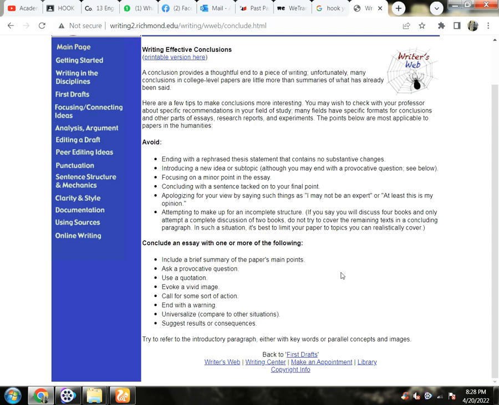A summary of the main points could be used for argumentative. Evoke a vivid image could be used for descriptive. End with a warning could be used for narrative and descriptive and argumentative. So it all depends on your creativity. The whole idea is for you to be as creative as possible. Do not take essay writing lightly. Examiners are impressed with good writers, and they are very willing to give you marks. You can get an A star.